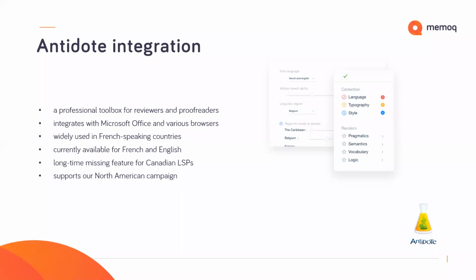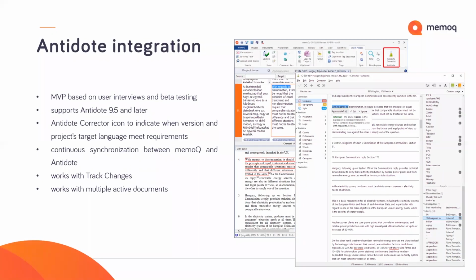Antidote integration. Antidote is a software, a professional toolbox that mostly French and English speaking, but mostly French speaking reviewers and proofreaders use. Originally, Antidote was developed for French speakers, but now it's also available in English. What it does is it integrates with a number of software, including Microsoft Office, and now it integrates with memoQ. It's widely used in French-speaking countries, primarily in Canada.